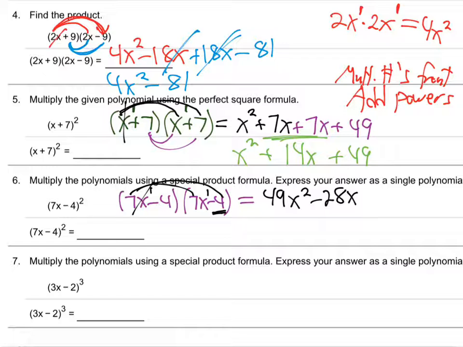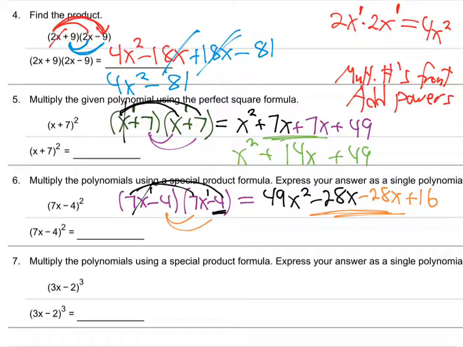That 7x went to both. Now the negative 4 is going to go to both. Negative 28x plus 16, right? Because negative 4 times negative 4, 2 negatives multiply to be positive. Good so far? Multiplying is over. Parentheses are gone. Now we switch into adding, subtracting mode, which means like terms, huh? Which ones are like terms?